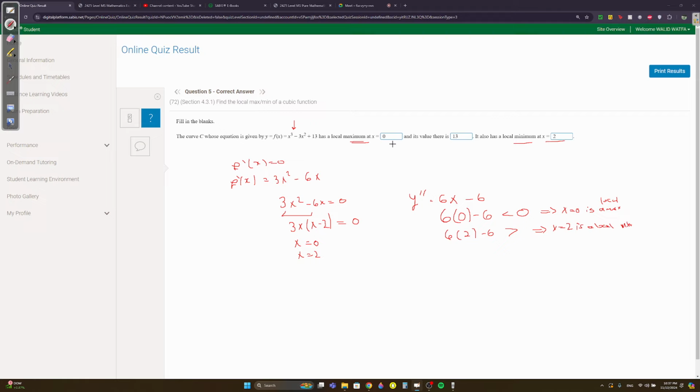So its minimum is at 2, its maximum is at 0. But they're asking for the value at x equals 0. So you just put 0 cubed minus 3 times 0 squared plus 13, and you get that its value is 13.